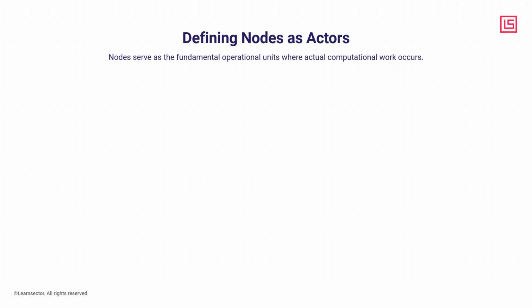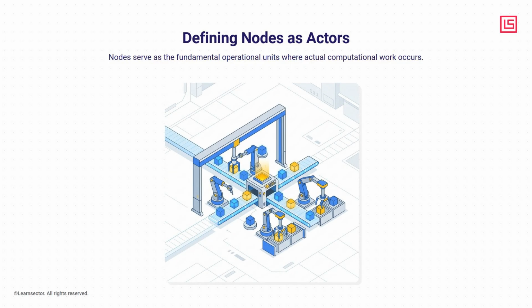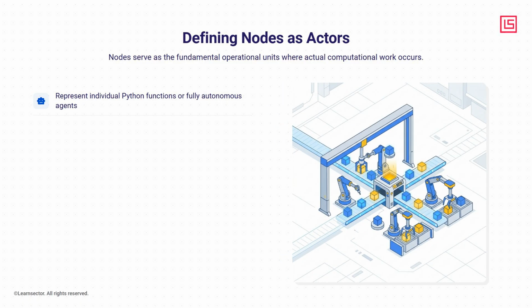Let us start by looking at nodes, which serve as the fundamental operational units where actual computational work occurs within our architecture. If you picture a sprawling factory floor, the nodes are the specialized robotic workstations executing specific tasks. In a graph architecture, nodes typically represent individual Python functions or fully autonomous agents possessing specialized tools. When activated, a node receives the current global state of the workflow as its primary input.